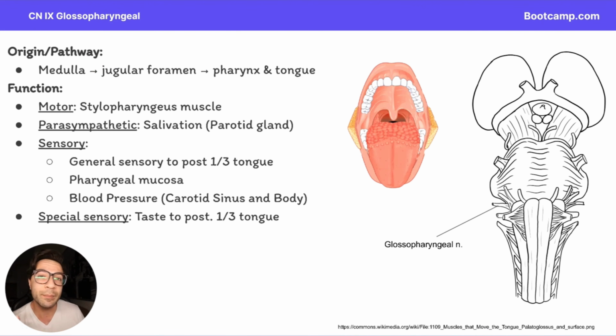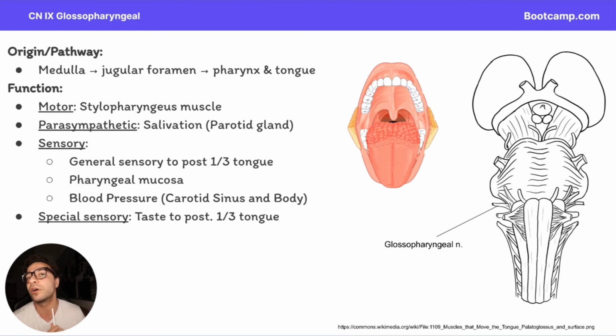So this has a bunch of functions. I've just simplified them. It does motor to the stylopharyngeus muscle, parasympathetic to the parotid gland, so this increases saliva production. This is going to do sensory to the posterior 1/3 of the tongue, as well as the pharyngeal mucosa. And it also measures blood pressure at the carotid sinus and body.